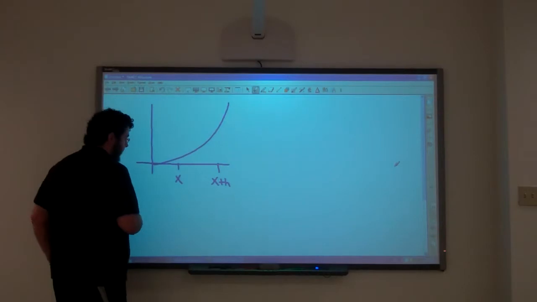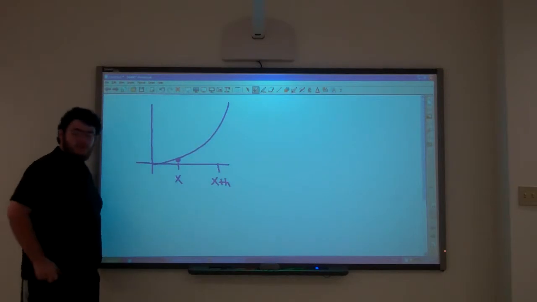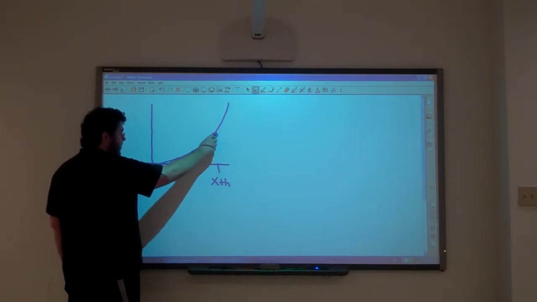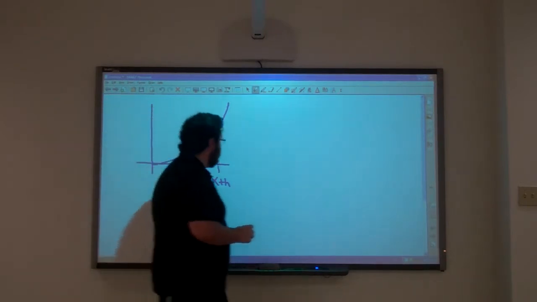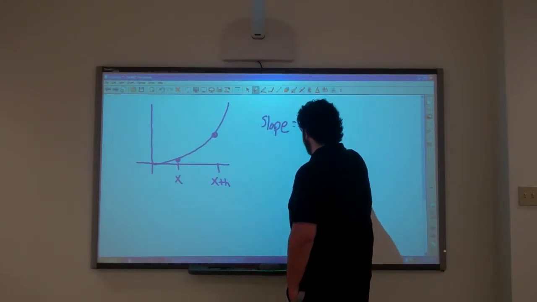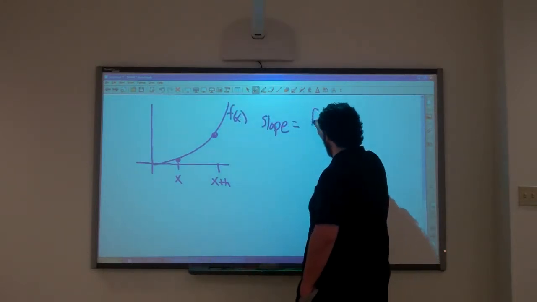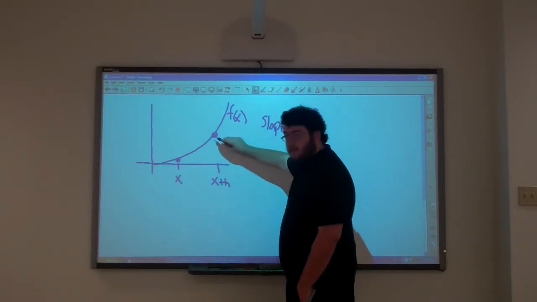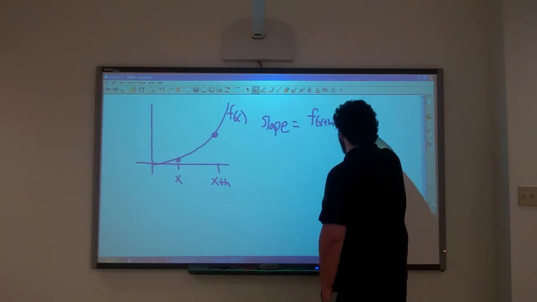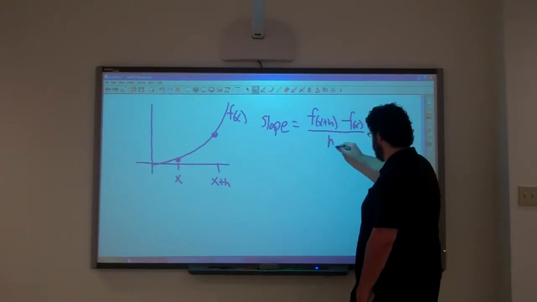So we're going to say that we want to find the instantaneous rate of change, the instantaneous velocity of this point x. So what we do is we take some test point over here, some distance h away, and we write the slope of the line between them. So we say that slope is equal to the change in your f of x values. So we have our first point, which is f of x plus h, because it's f at x plus h, minus f of x divided by the change in x, which is h.